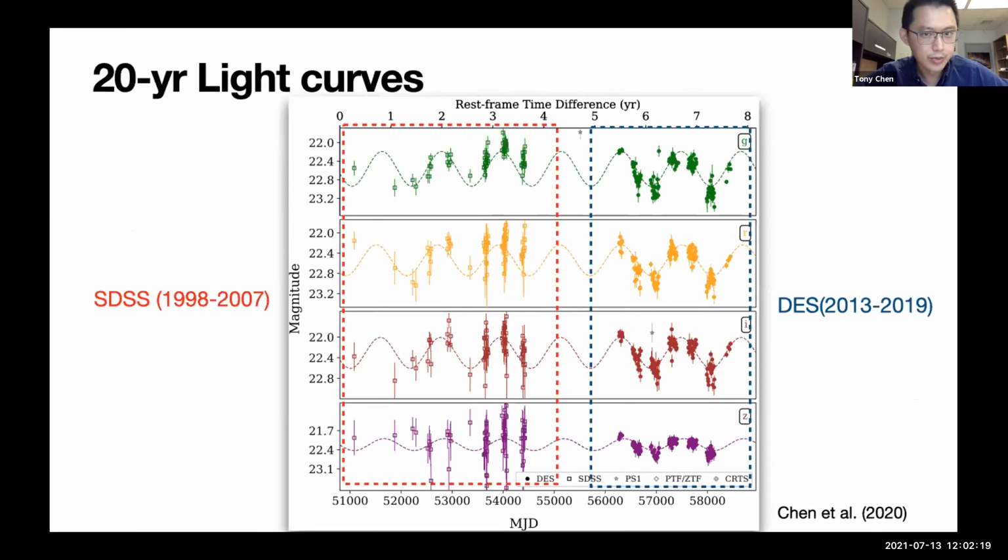Here I'm showing you a composite light curve for one of our candidates. On the left-hand side is the SDSS light curve with multi-band light curves, and on the right-hand side is the Dark Energy Survey light curve. As you can see, the photometric uncertainty in the Dark Energy Survey is very small compared with the Sloan Digital Sky Survey. This high quality light curve is essential to search for those periodic signals as well as understand their origin.